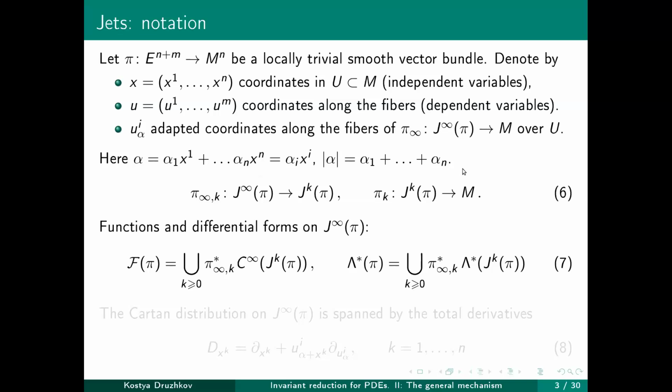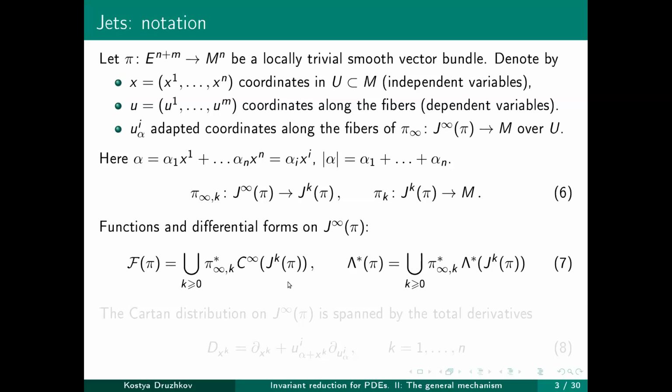Besides, we have the following natural projections, denoted under Formula 6. We have projections from the infinite jet to finite jet manifolds, and from finite jets to the base of our original bundle. Using them, we can define functions and differential forms on the infinite jets. Here, functions and differential forms are, roughly speaking, objects that come from finite order jets, right? So our algebra of functions on the infinite jets is just the union of all smooth functions on finite order jets.